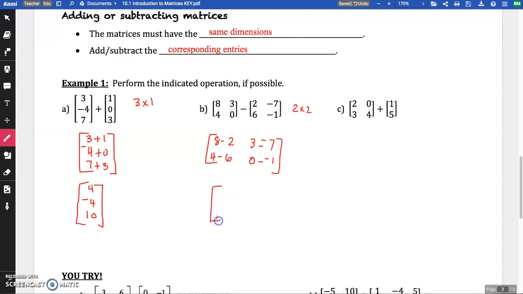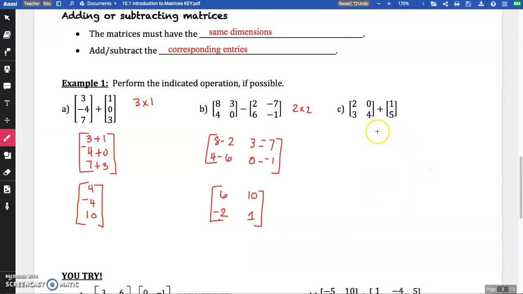I'll simplify that matrix. So 8 minus 2, 6. 3 minus negative 7, that becomes addition. So it would be 3 plus 7, which would give me 10. 4 minus 6 is negative 2. 0 minus a negative 1 becomes addition, so that would be positive 1, 0 plus 1.